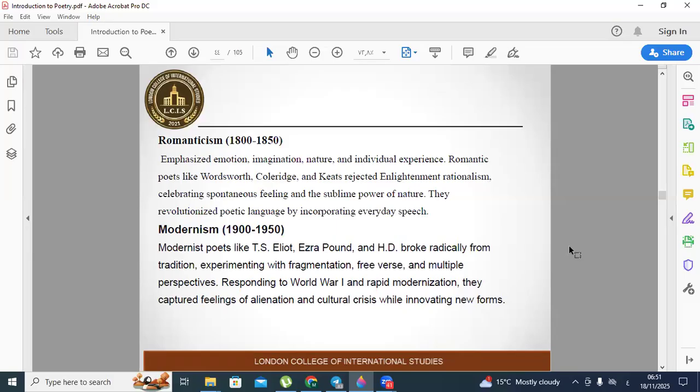Romantic poets like Wordsworth, Coleridge, Keats, Shelley, and Byron rejected Enlightenment rationalism, celebrating spontaneous feeling and the sublime power of nature. They revolutionized poetic language by incorporating everyday speech rather than elevated poetic diction. Wordsworth's preface to Lyrical Ballads declared poetry should use the real language of men.